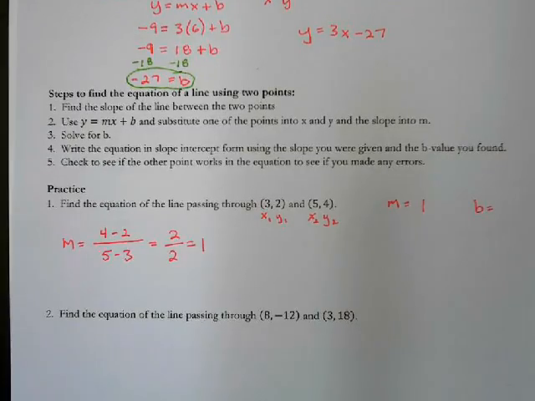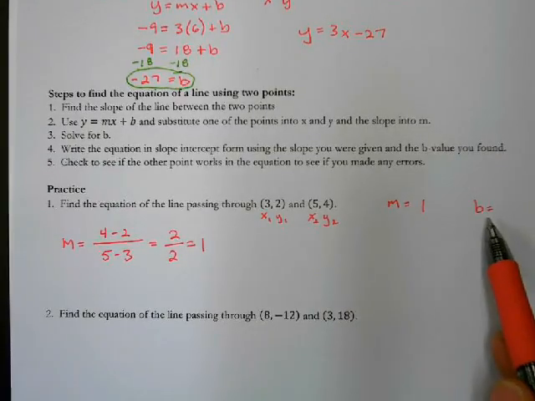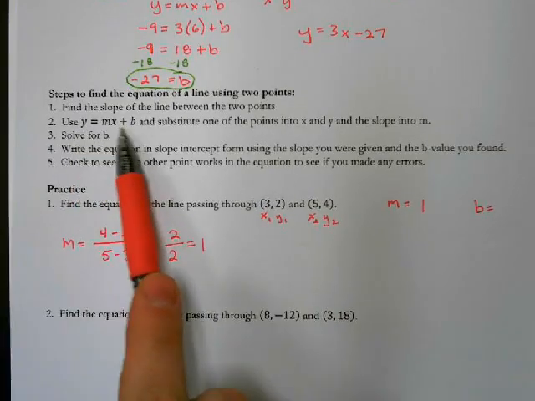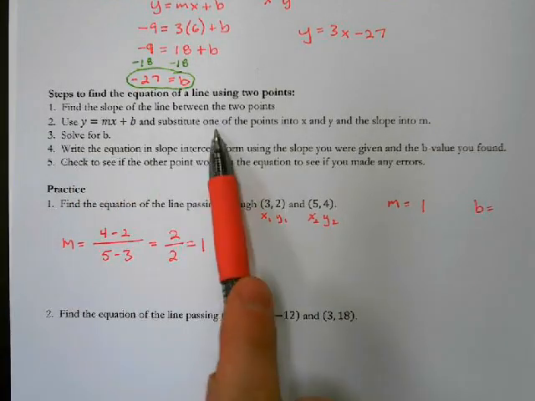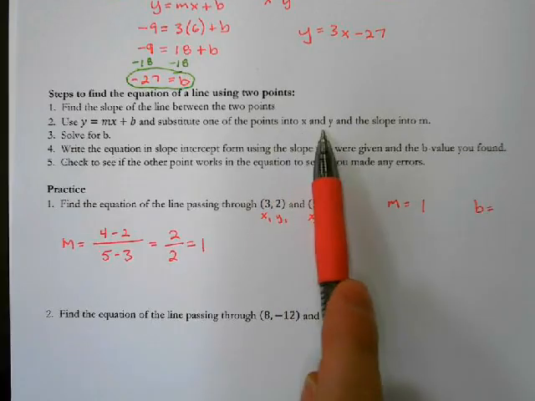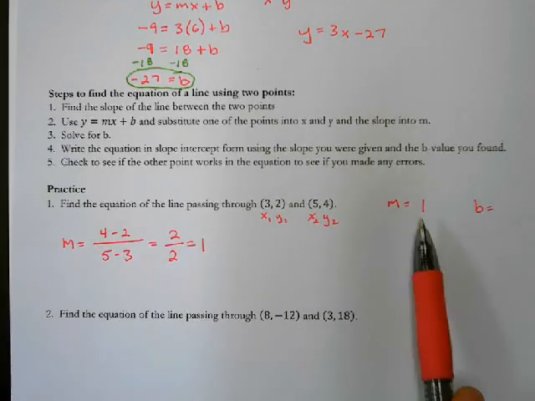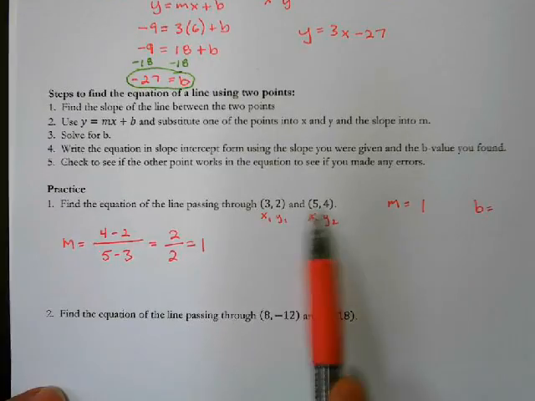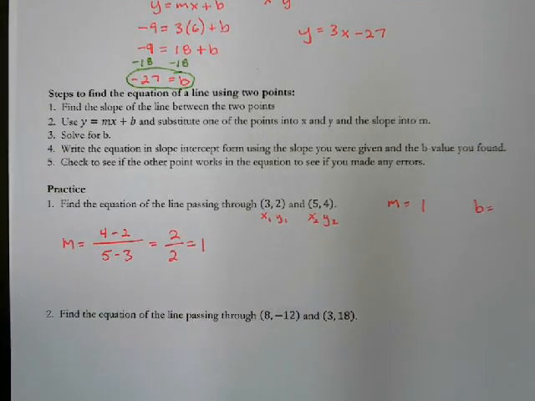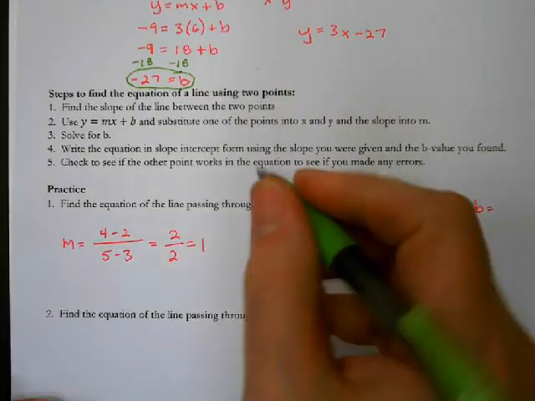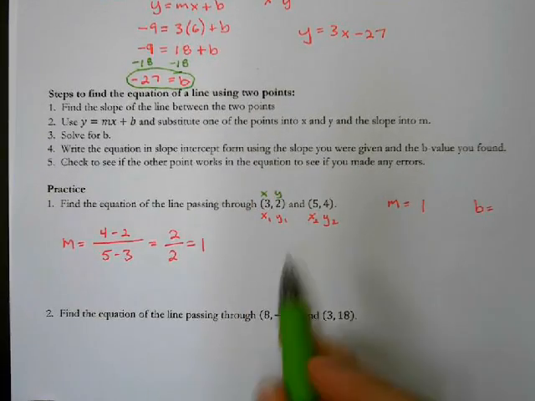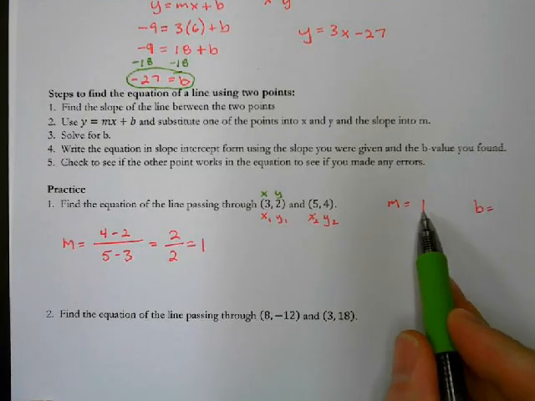Now to find the equation, we still need to find our b value. So we're on step 2. We're going to use y equals mx plus b and substitute one of the points into x and y and the slope that we just found. Okay, so we've got the slope, and we're going to use one of these 2 points. You get to choose which one you want. I'm going to choose this one. This will be my x, this will be my y, and m is equal to 1.